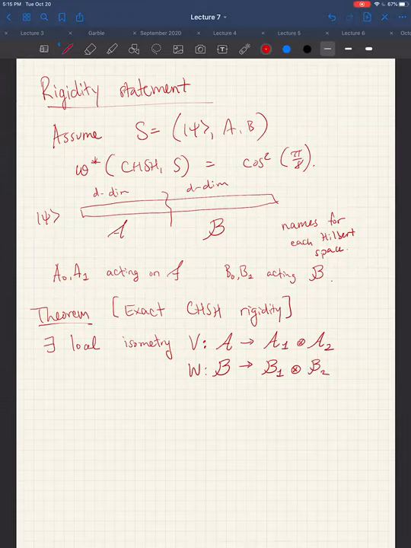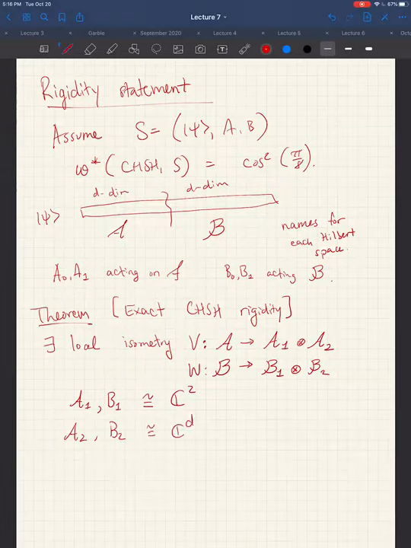Okay, what are these A1, A2, B1, B2? Well, the A1 and B1 are going to be isomorphic to C2. So this is where the qubit is going to appear. And then the A2, B2 is going to be isomorphic to some other space, CD prime, for some D prime that I don't really care about. It's just some integer. So it's like a local basis change where you reorganize the basis states.